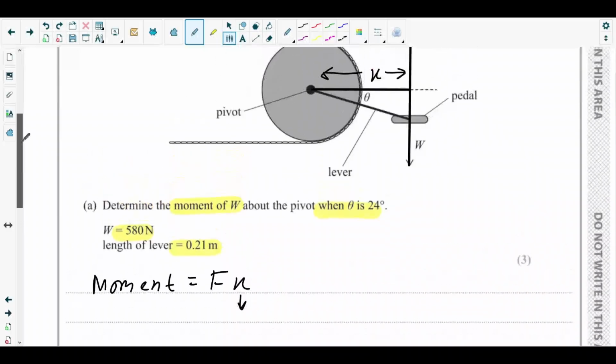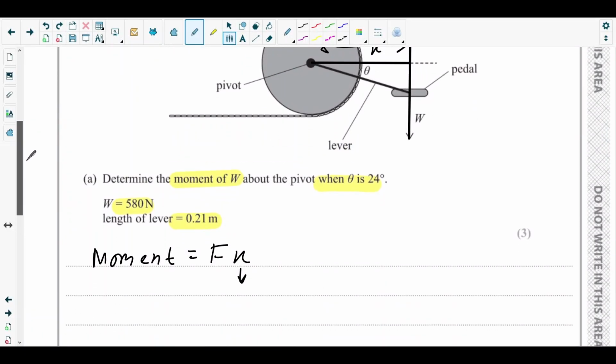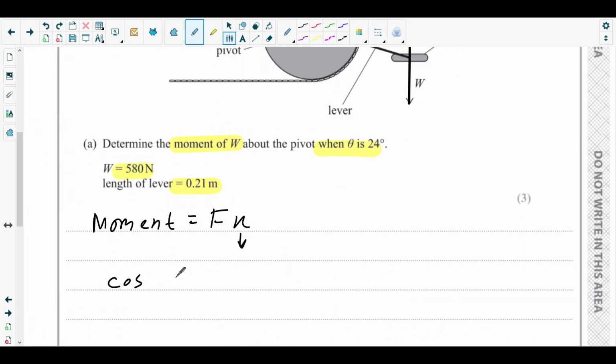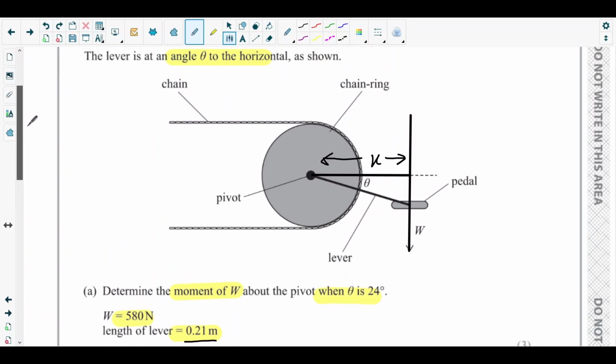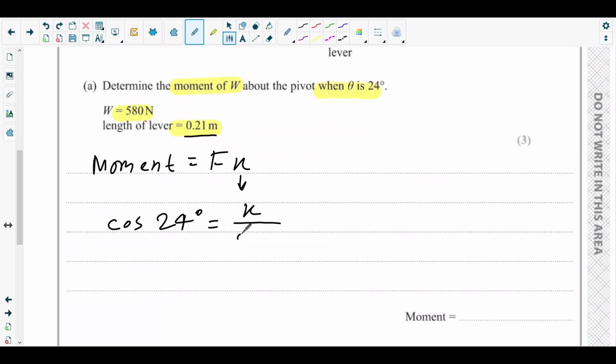The angle is known, so we can easily find out this x using what? Cos theta. So cos how much angle? 24 degree. Cos 24 degree is equals to what? X over the hypotenuse. Hypotenuse is what? It's 0.21, right? Yeah, the length of the lever, 0.21. So x equals to 0.21 cos 24 degree.